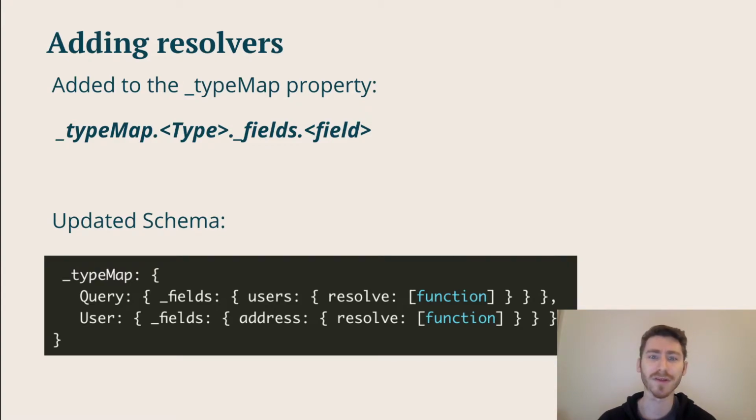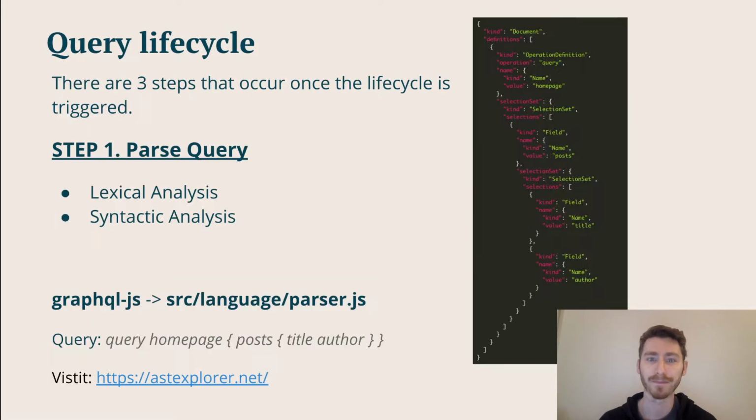Adding resolvers. So resolvers cannot be included in the GraphQL schema language, so they must be added separately. And they're actually added to the typeMap property under typeMap.field.fields, underscore field, sorry, that's very important, .field. So after adding the resolvers, a schema object might look like below. So we've got this updated schema, we've got our typeMap query with our field users with the resolve, and then the type user with our field's address. And they both got resolve function, you can see.